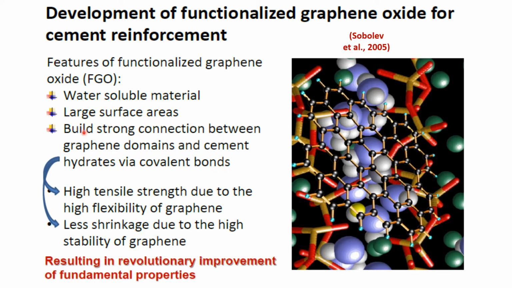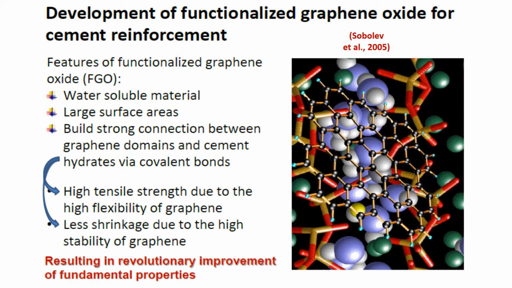There's a strong bond formation between the graphene domains and the cement hydrate components, and that's why it is enabling high tensile strength and high compressive strength, and there is also less shrinkage due to the high stability of graphene, they also mentioned. So these are some key features which they found, and I think they postulated this while using FGO as a mechanical reinforcing material rather than GO. Later in this presentation we'll see why they use FGO, or functionalized graphene oxide, rather than GO.